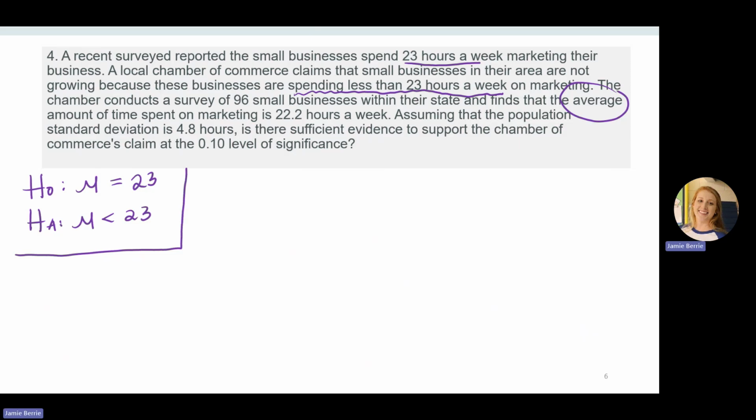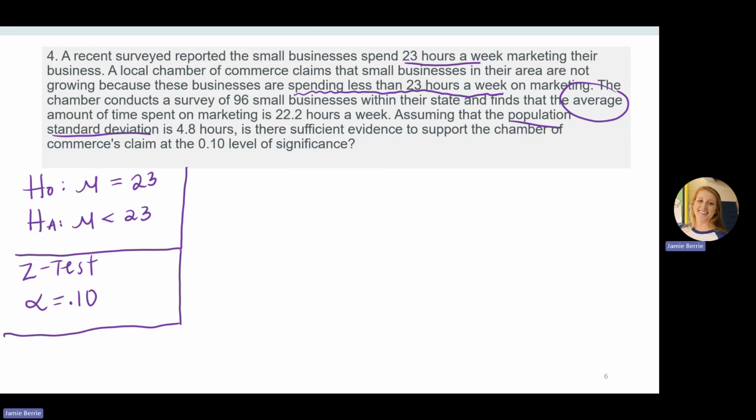All right, and then our test type, we do know the population standard deviation, so that's definitely going to be a z-test. Level of significance was 0.10. And again, remember, this is like the probability of making a mistake, so that's a pretty high alpha level. So that's saying that 10% of the time you're okay with making a mistake. Or I should say that differently, they're okay with being wrong 10% of the time.